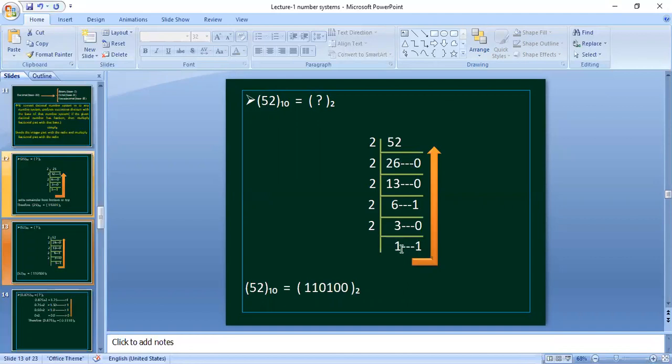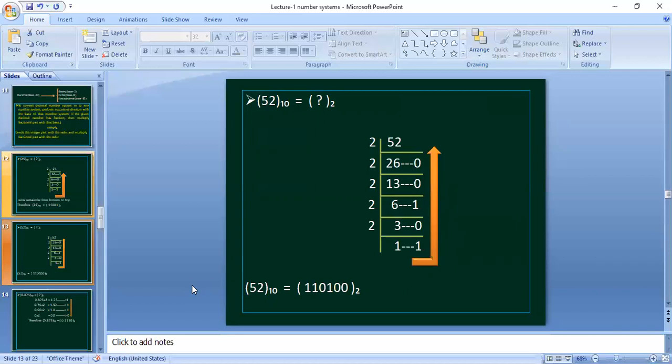So we can stop the division here, and we need to consider the result from bottom to top. So that is 110100. So this is the equivalent binary for the given decimal number 52.